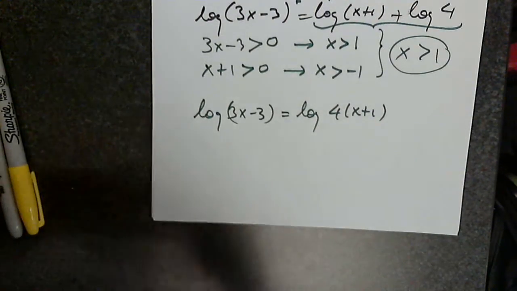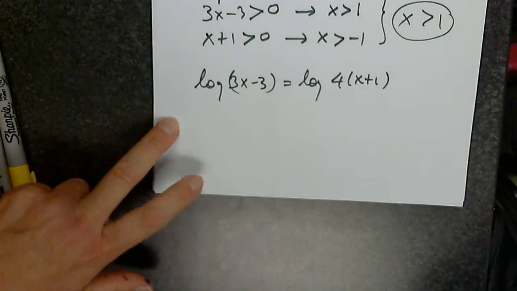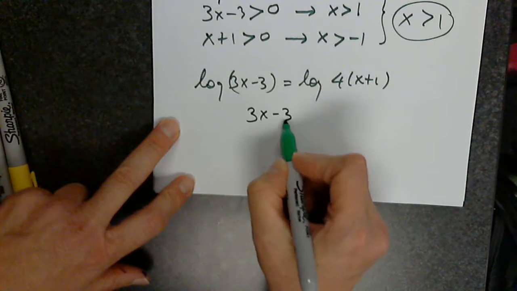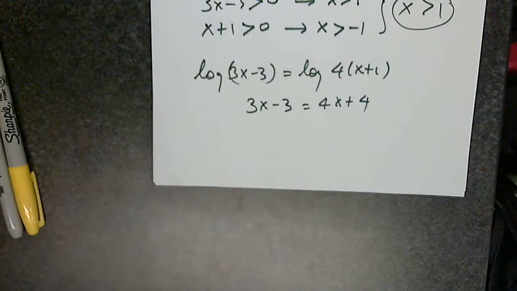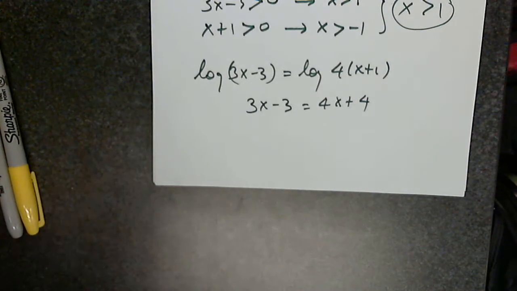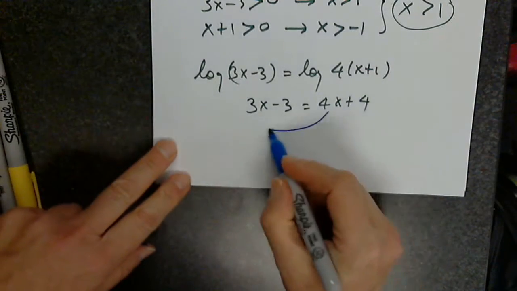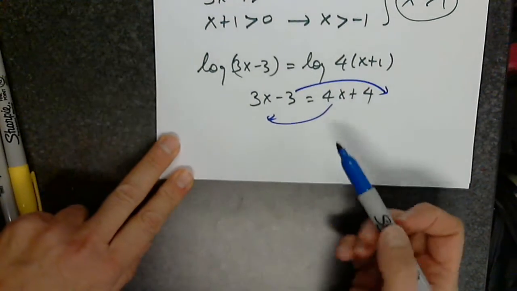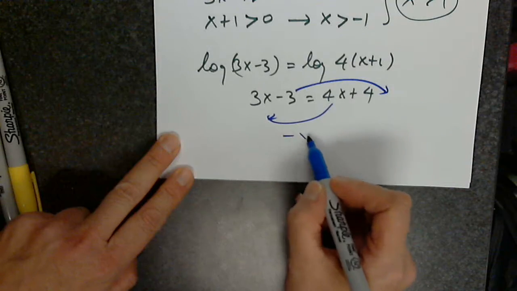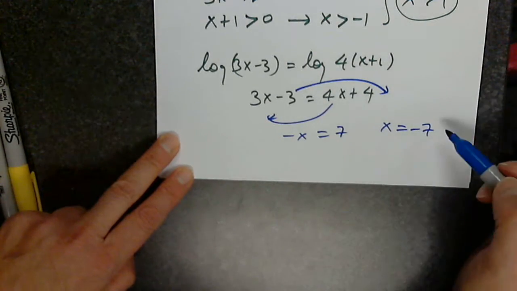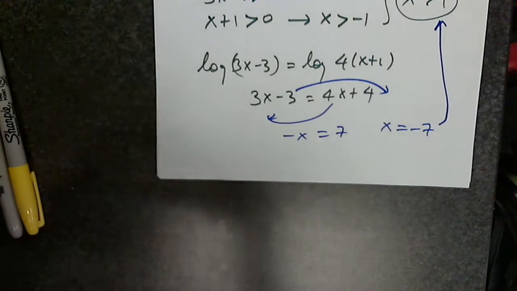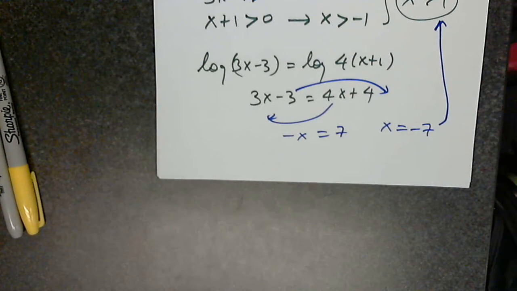Good. So therefore, this is much easier. I don't have to change it into an exponential. I only have to say this. And this is a linear equation. I will move 4x to the left and move -3 to the right. So 4x on this side will make a -x, and 3 on this side will make a 7. So then x equals -7. And that's my solution. And I will say not so fast.